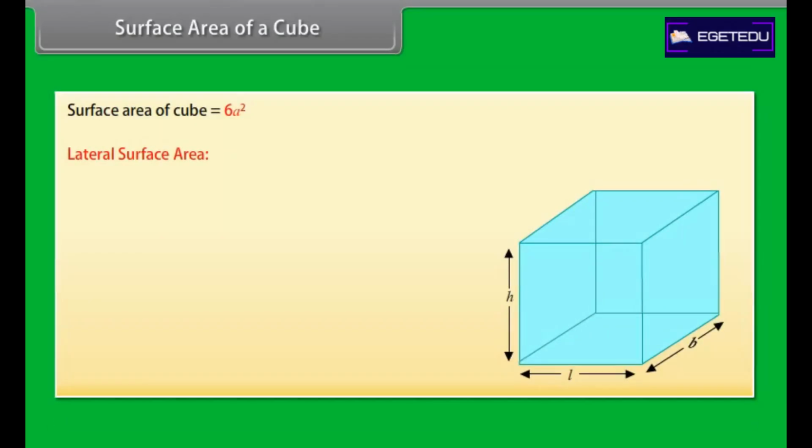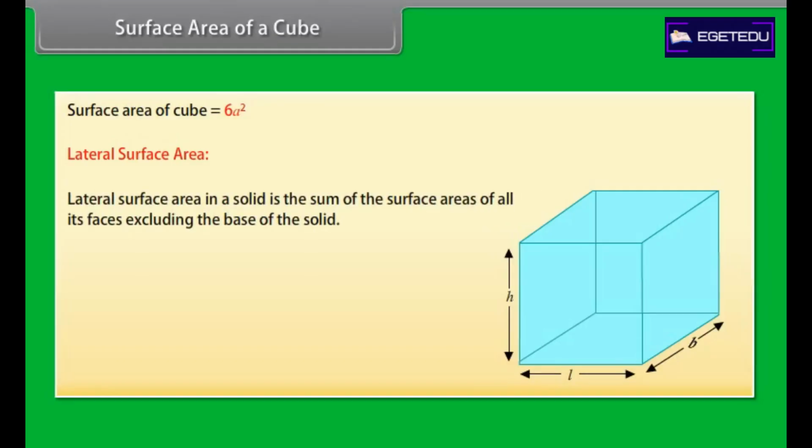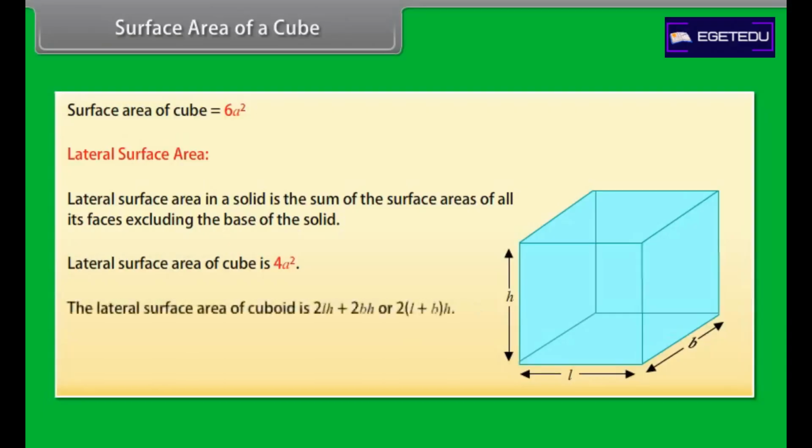Lateral surface area. Lateral surface area in a solid is the sum of the surface areas of all its faces excluding the base of the solid. Lateral surface area of cube is 4A square, and the lateral surface area of cuboid is 2LH plus 2BH, or 2 into (L plus B) into H.